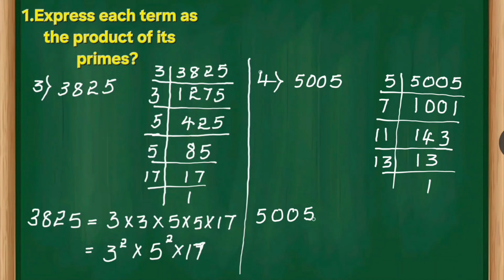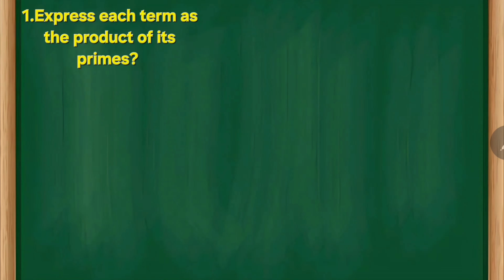So the prime factors of 5005 are 5 into 7 into 11 into 13. So this is the answer for the question 5005.